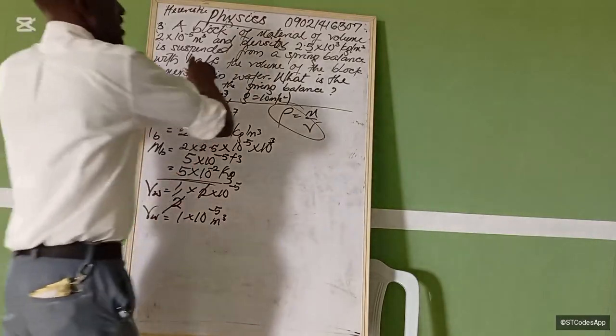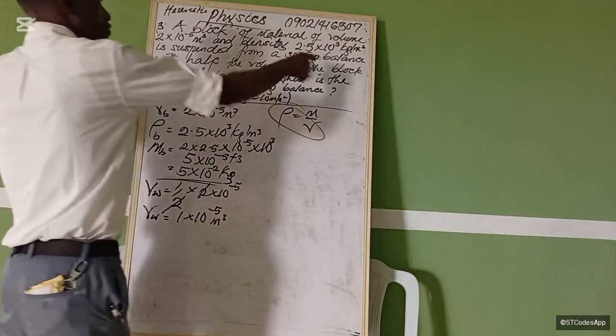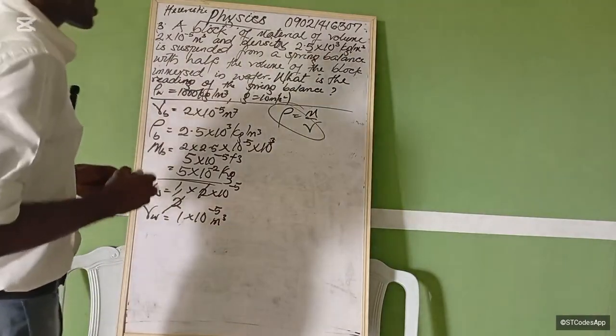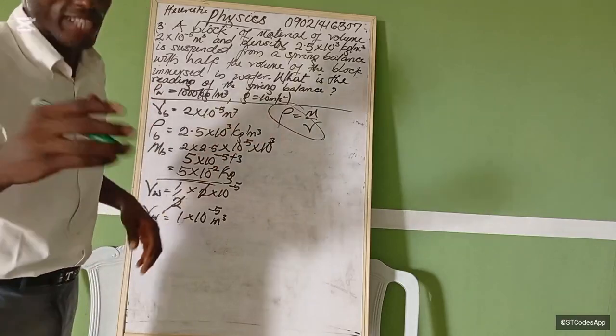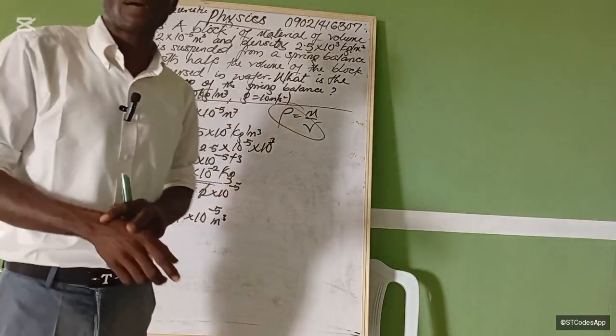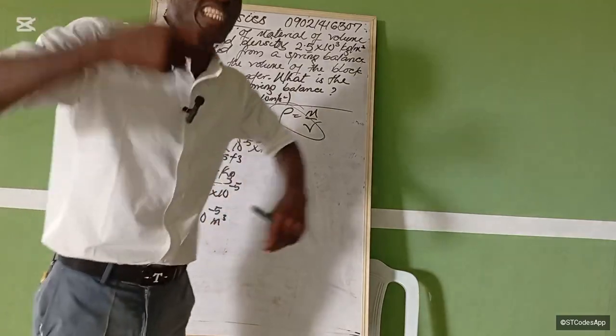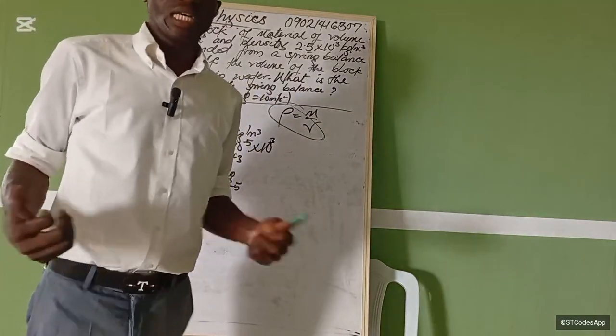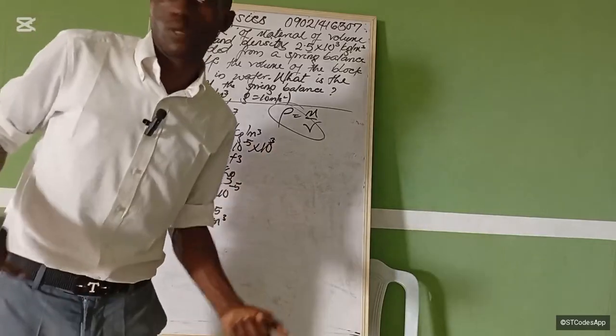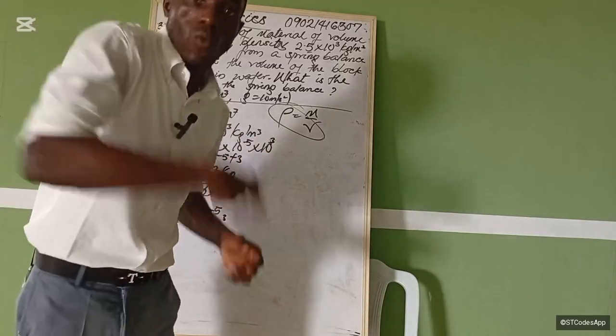Now, it says it's suspended from a spring balance with half of its volume of the block immersed in water. What is the reading of the spring balance? Okay, now let me ask you this. What do you think the reading of the spring balance will be? The reading of the spring balance is going to be the weight in water, isn't it? Not the upthrust. The upthrust cannot be calculated by the spring balance. It's the weight in water.